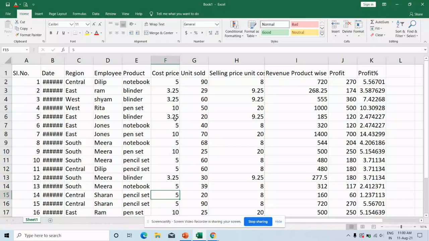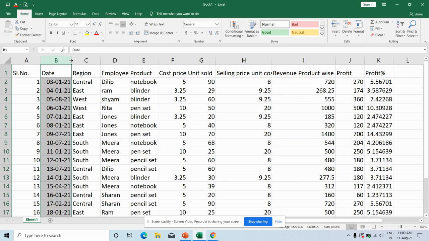Now see why these hashtags are appearing here. The reason is the date is not fitting into the small area. So for that I just have to increase the width of this column. Just increasing the width, you will see now it's clearly visible.